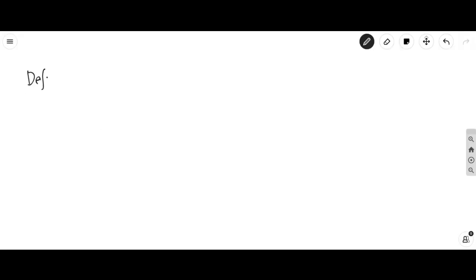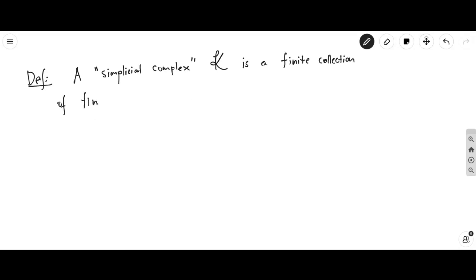This is the definition. A simplicial complex, let's call it script K, is a finite collection of finite sets. Actually, there are some people who allow it to be an infinite collection of finite sets, but let's not even worry about that.